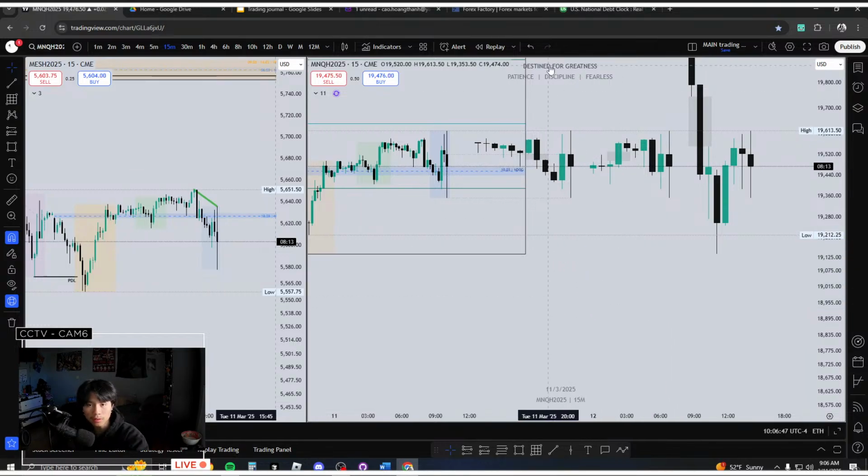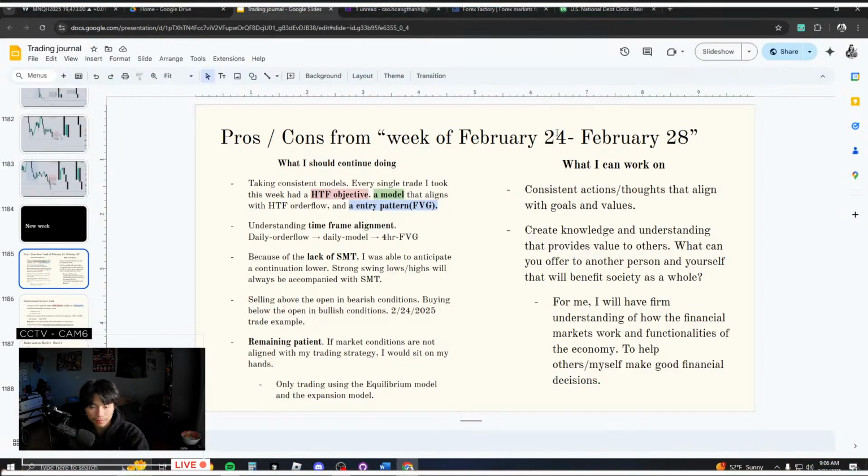And there's that. And you can do that vice versa, selling above the open too, right? In a bearish candle, if you're anticipating a bearish candle formation, then your best sells are going to be above the open. Fifth but not least, remaining patient.